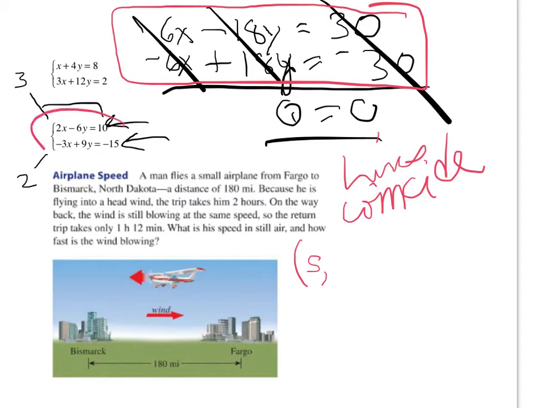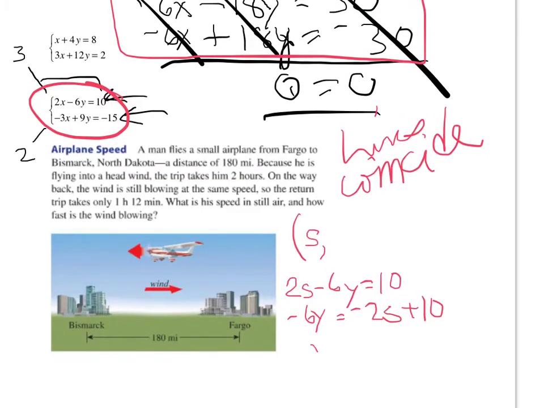And if x is s, what's y? Well, since these are two equations for the same line, it doesn't matter which one we use. We'll substitute s for x. 2s minus 6y equals 10, and now we'll solve for y. So we get minus 6y equals negative 2s plus 10. And continuing to solve for y, we'll now divide by negative 6, and so we get y equals 1/3 s minus 5/3, because I'm dividing by negative 6.